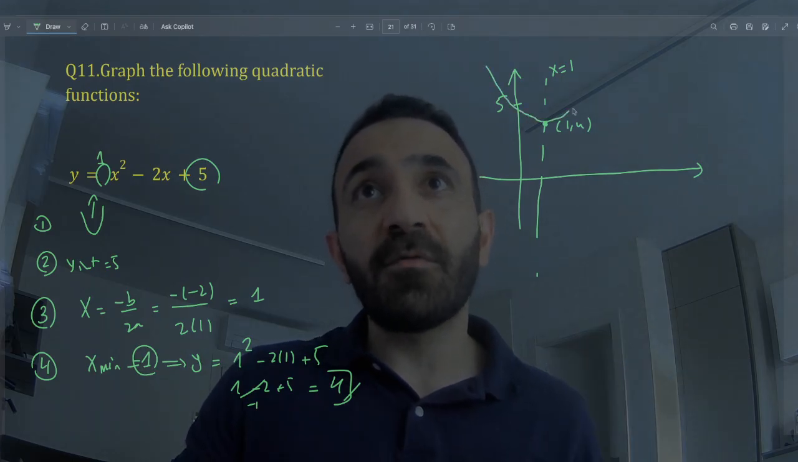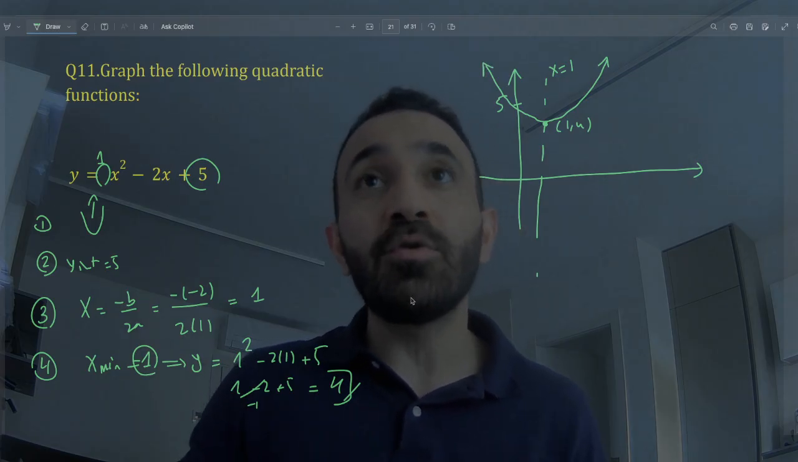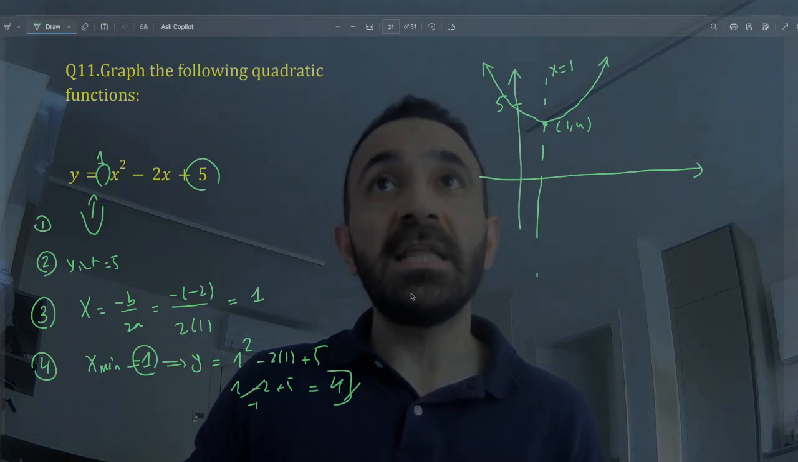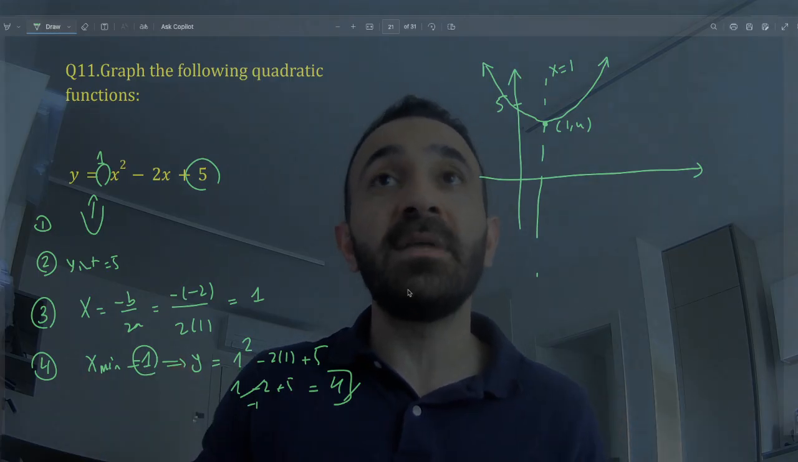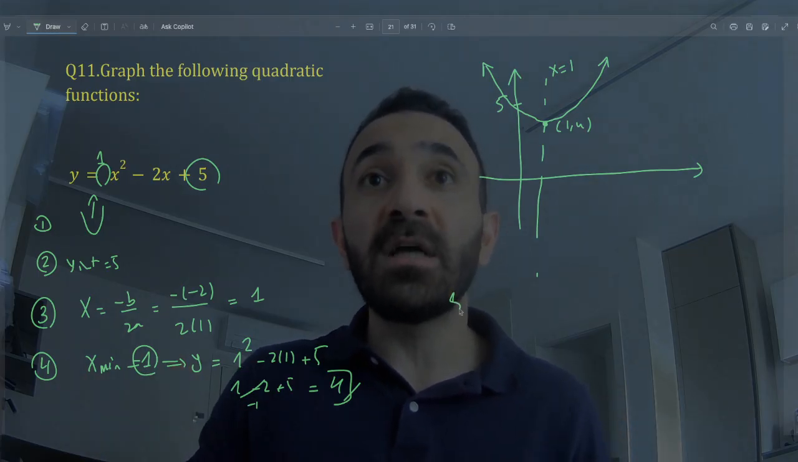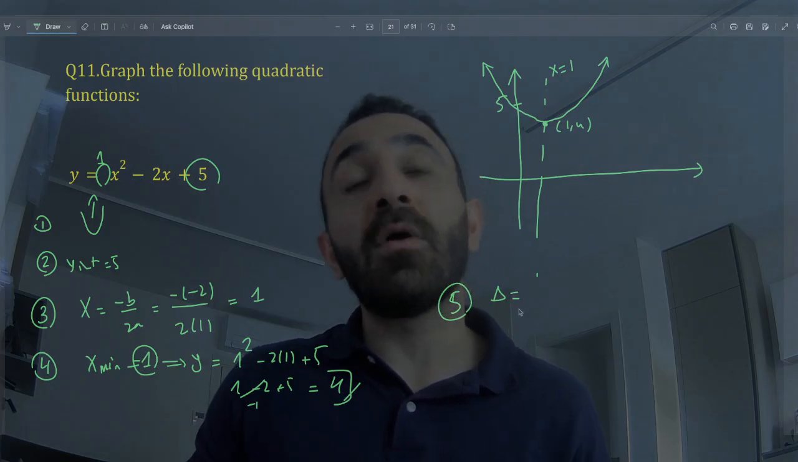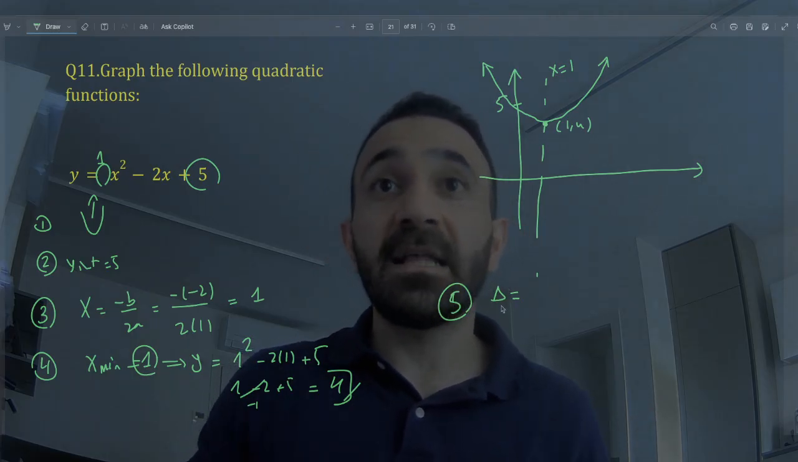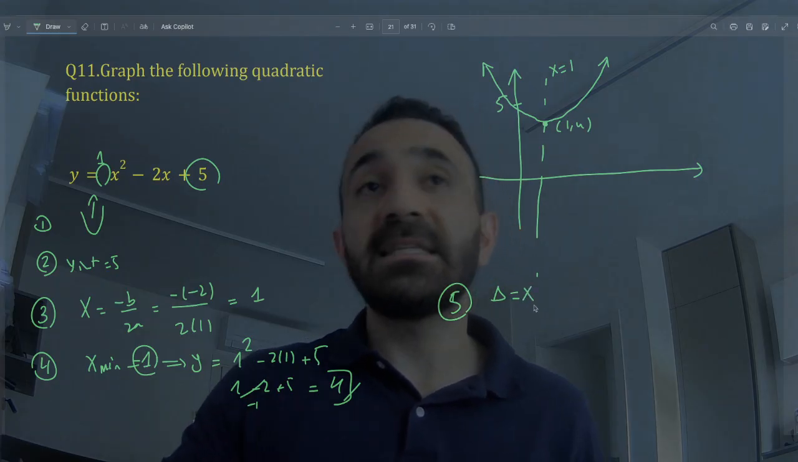So the graph of your function has a form like this. In this equation, you don't need to do the last step to find the x-intercepts because logically there are no x-intercepts here. Why? Because it's concave up with its minimum above the axis, so there is no intersection with the x-axis. Otherwise, you have to go and find delta, and based on the delta, you're going to find the x-intercepts. Again, this is not the case for this question because you don't have any x-intercept.